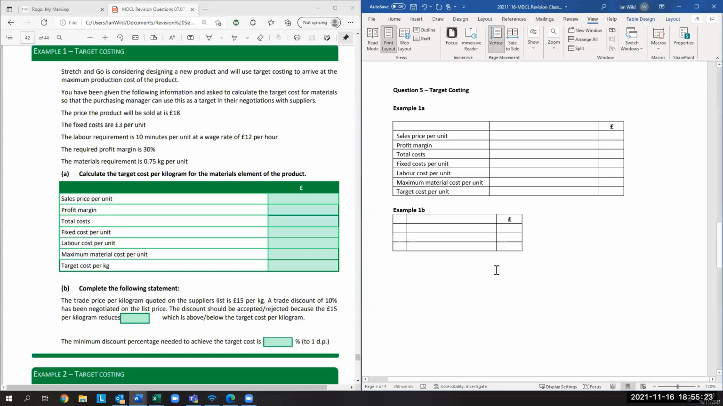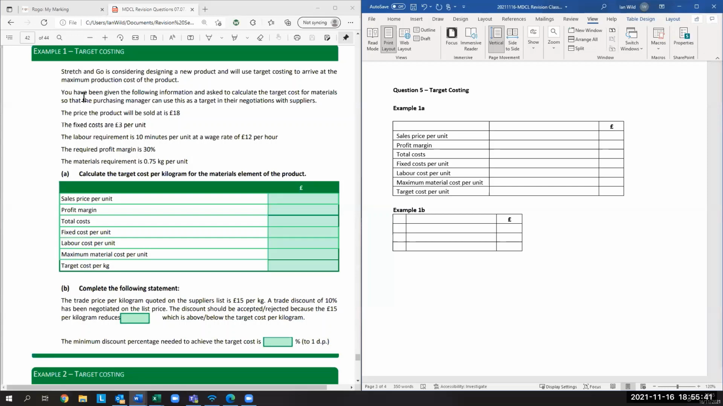Okay, so let's have a look. So we are Stretch and Go. Where to get these names from, I've no idea. And they're designing a new product. We won't ask what it is. Yep, exactly, Sarah. Number crunching ones.